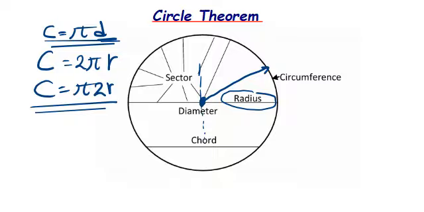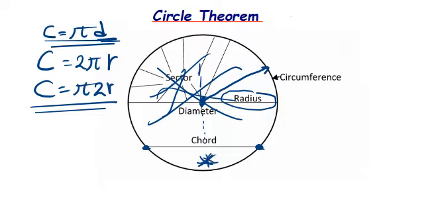Now there is what we call a chord. A chord is just a line that touches one part of the circumference to the other. As you can see, it is touching this side of the circumference and also that side. It is also dividing the circle into two parts, but these parts are not equal. So this part is not equal to that part. That is what we call a chord.